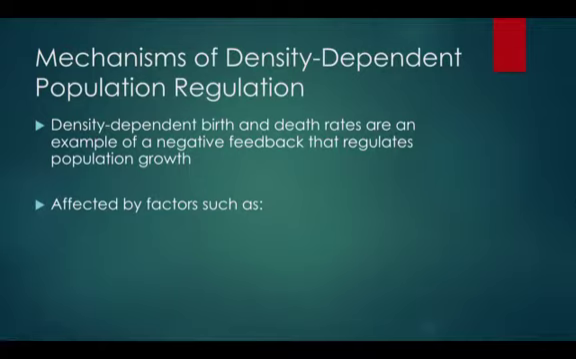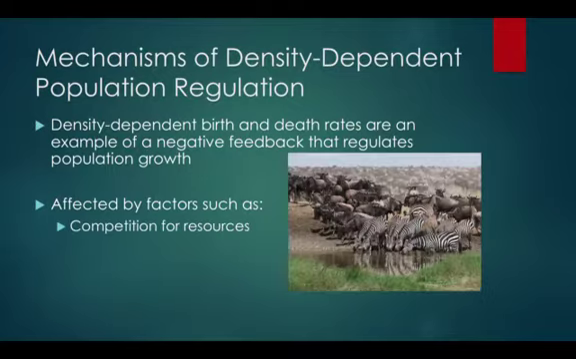Okay, some mechanisms of density-dependent population regulation. Density-dependent birth and death rates are an example of negative feedback that regulates population. It can be affected by factors such as competition for resources. So if you're competing with other individuals for those resources, then your population density can either increase or decrease. If there's direct competition, your population is probably going to decrease.